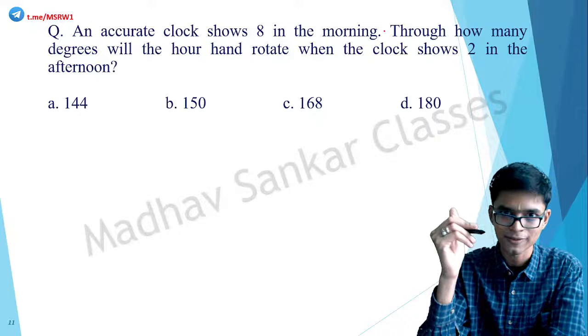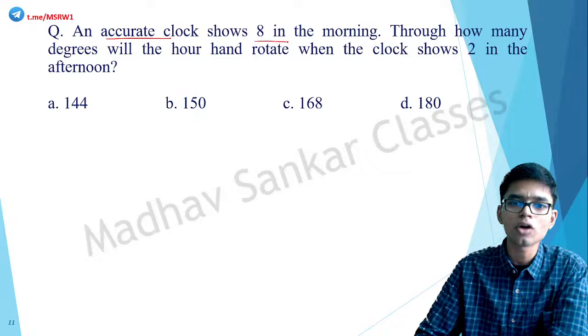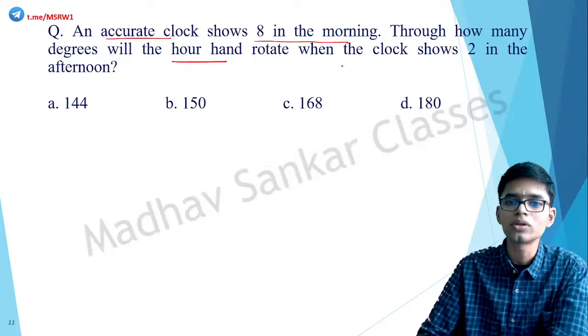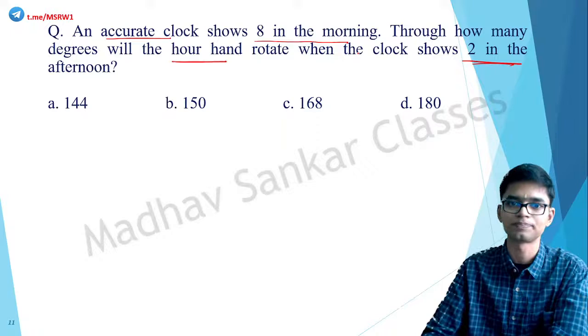But anyway, an accurate clock shows 8 o'clock in the morning. Through how many degrees will the hour hand rotate when the clock shows 2 p.m. in the afternoon? 2 in the afternoon means 2 p.m. Let's draw a clock.